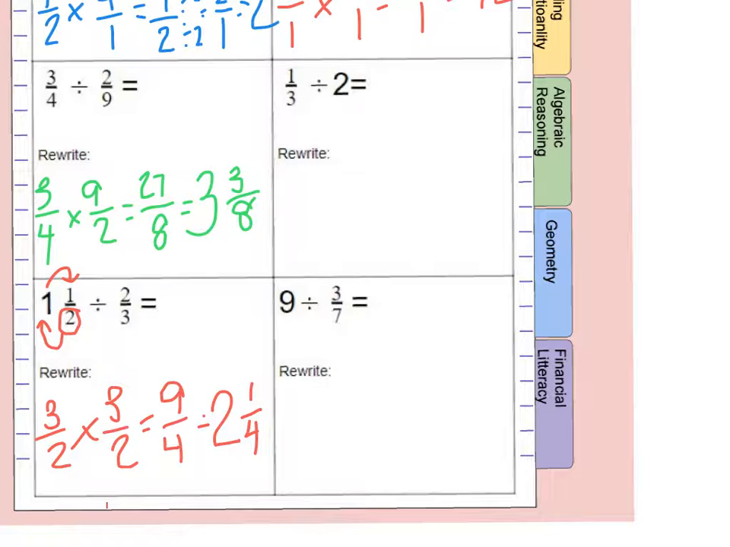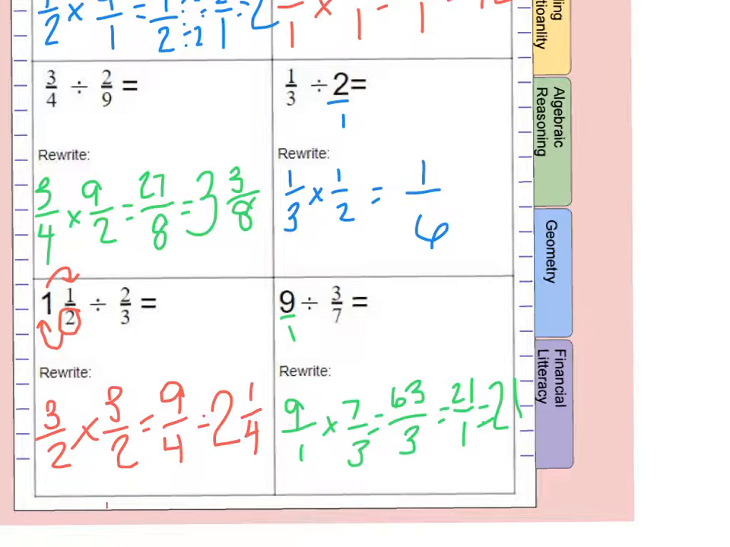Okay, now I want you guys to pause the video, and I want you guys to do these last two at the bottom down here. All right, for those of us that did those, when you do that, you're going to end up with 1/3 times 1/2, which is going to be equal to 1/6. And then for the last one, you change it to 9 over 1. So you do 9 over 1 times 7 over 3. You end up with 63 over 3, which we have to simplify, and our final answer is 21.